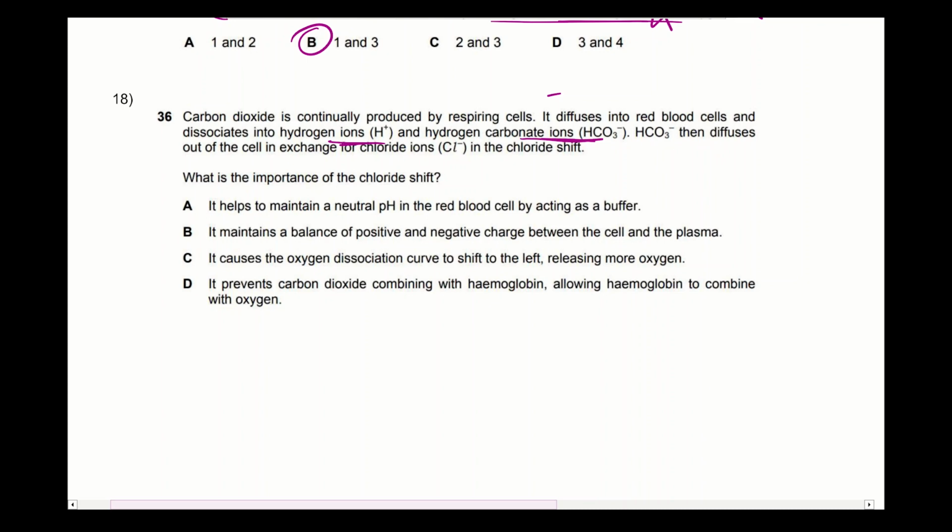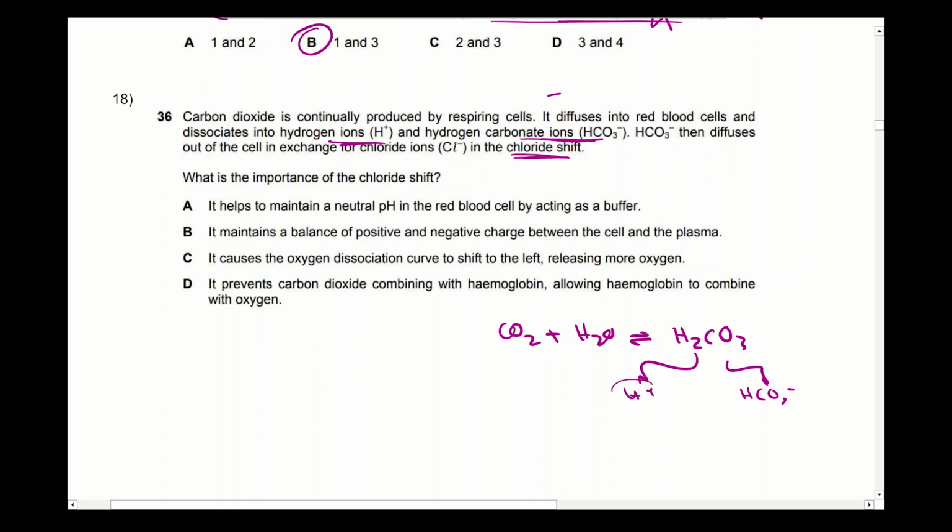Hydrogen carbonate ions then diffuse out of the cell in exchange for chloride ions in the chloride shift. What is the importance of the chloride shift? As we mentioned in the previous question, due to the increased concentration of carbon dioxide inside the red blood cell, the enzyme carbonic anhydrase converts carbon dioxide and water to carbonic acid, which dissociates into hydrogen ions and bicarbonate ions, which are negatively charged.